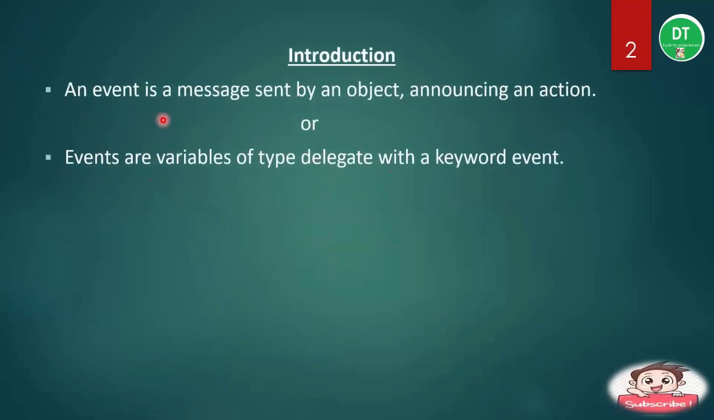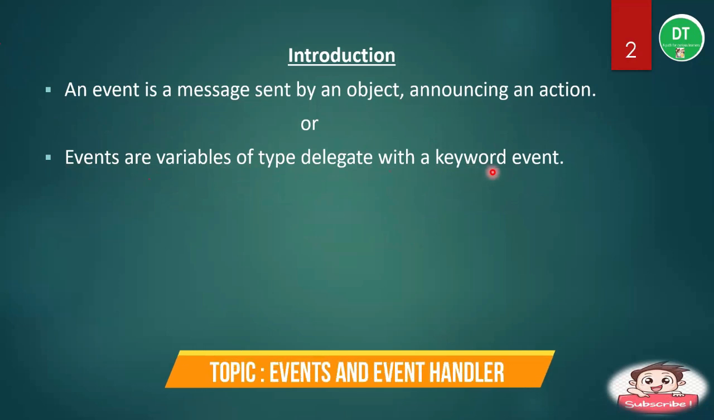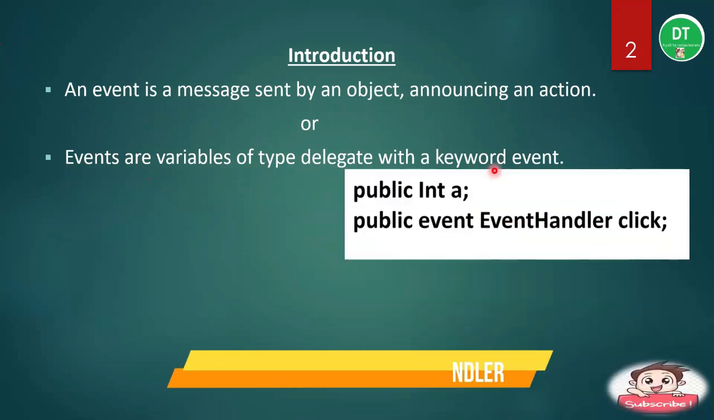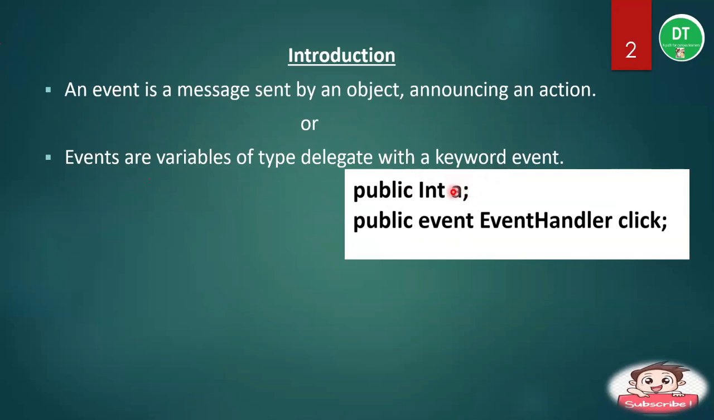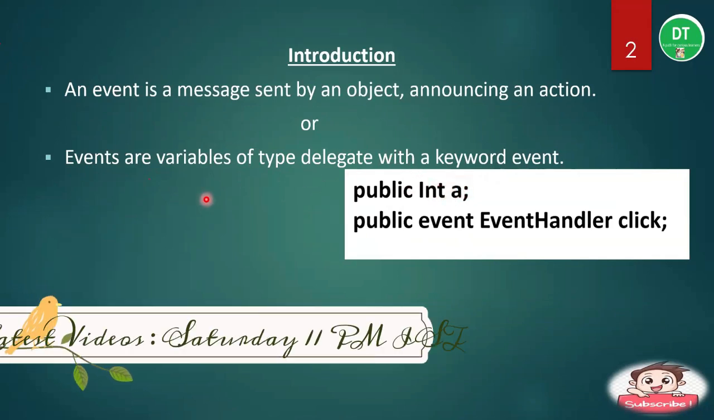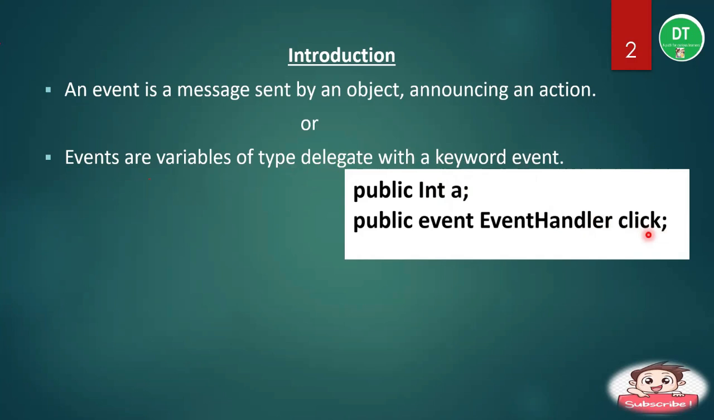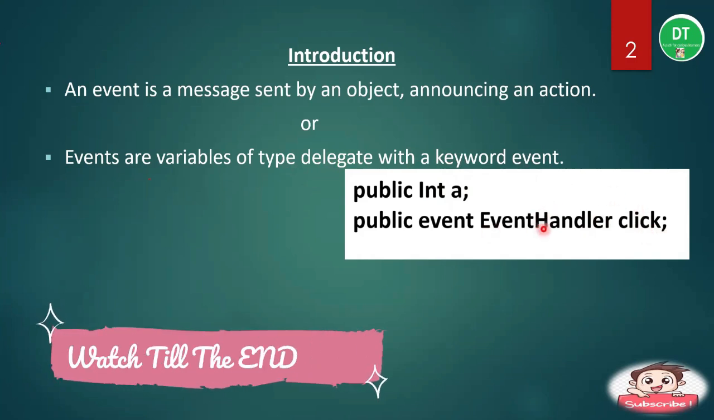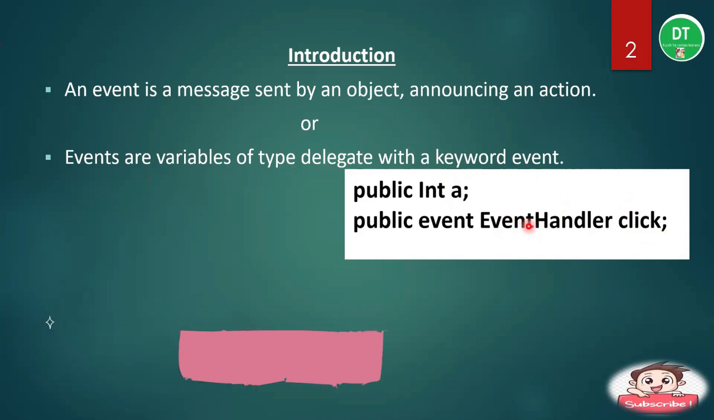What is an event? An event is a message sent by an object announcing an action, or events are variables of type delegate with a keyword event. You can see that I have one variable, int a. So a is a variable of type int. Similarly, an event is of type delegate with a keyword event. Here you can see that click is an event and it is of type delegate. EventHandler is a delegate which is defined in the .NET framework, and this click variable is preceded with the event keyword. So this becomes a click event. This click event is a variable which is of type delegate.